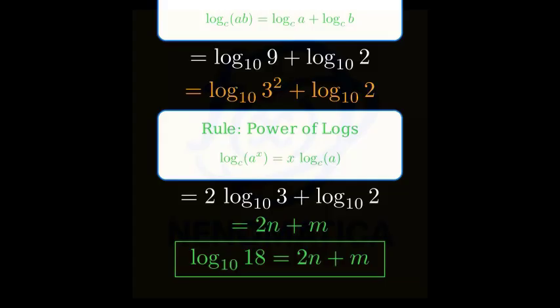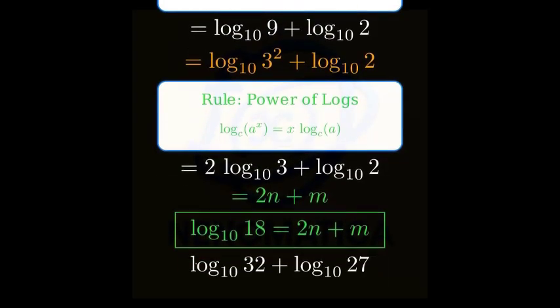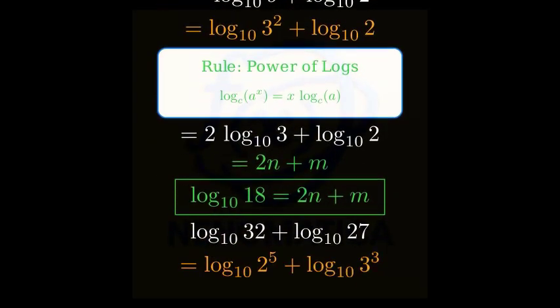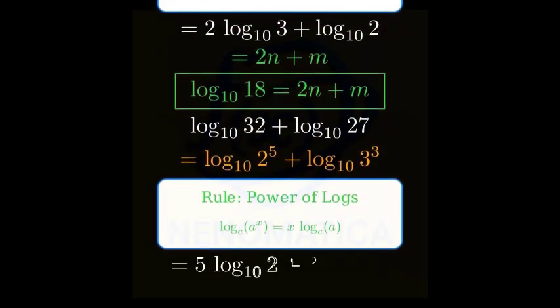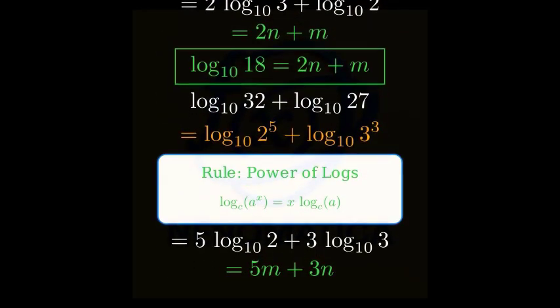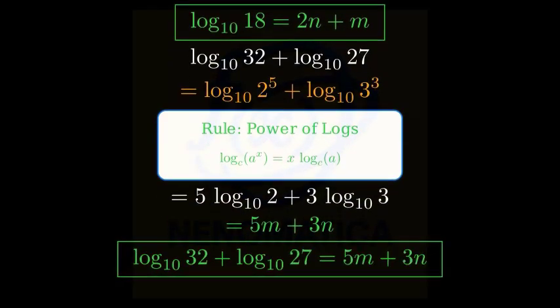Part 2. Compute the sum log base 10 of 32 plus log base 10 of 27. Step 7. Write the expression. Step 8. Express each number as a power. 32 is 2 to the 5th, and 27 is 3 to the 3rd. Step 9. Apply the power rule to each term. Step 10. Substitute the given values to conclude. So the sum is 5m plus 3n.